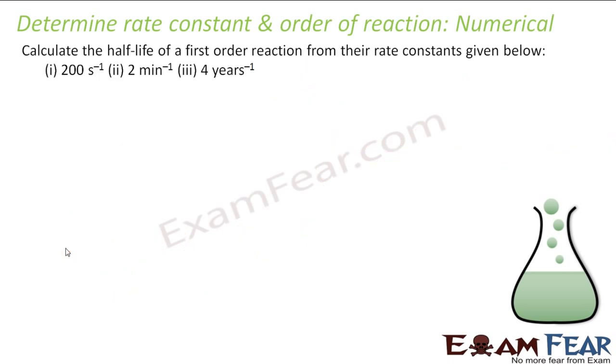Calculate the half-life of the first order reaction for the rate constants given below. These are all my rate constants. For this K, I have to find half-life. Pretty easy. It is a first order equation, I can just use the formula. T half is nothing but 0.693 by K.